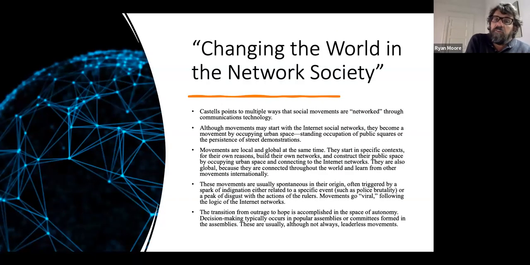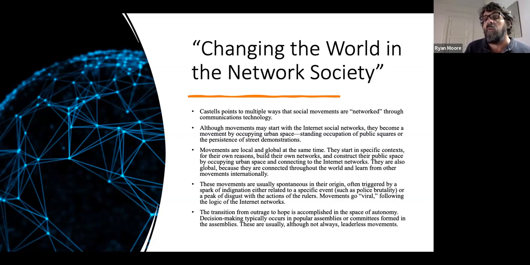So Castells points to multiple ways that social movements are networked through communications technologies. Although movements may start with the internet, social networks, they become a movement by occupying urban space, standing occupation of public squares, or the persistence of street demonstrations. So there's this combination of cyberspace and urban space, and so movements can't become movements just simply on the internet. They have to manifest themselves in public space.